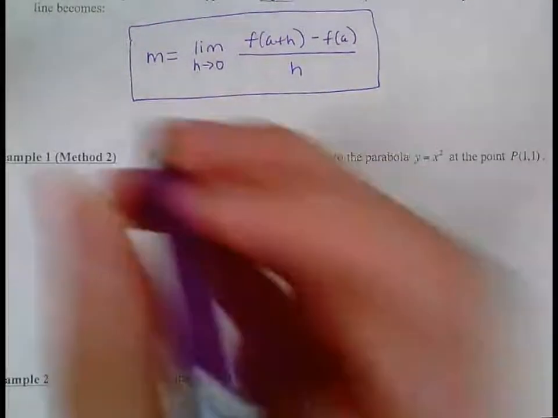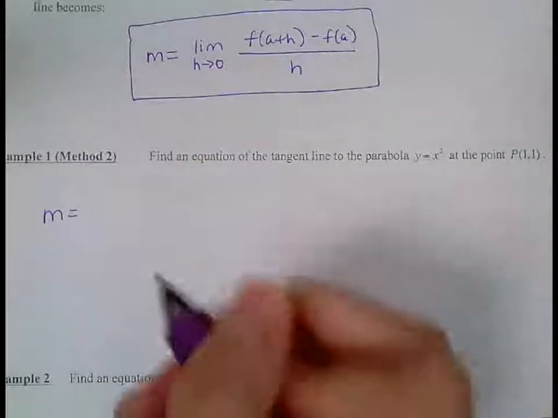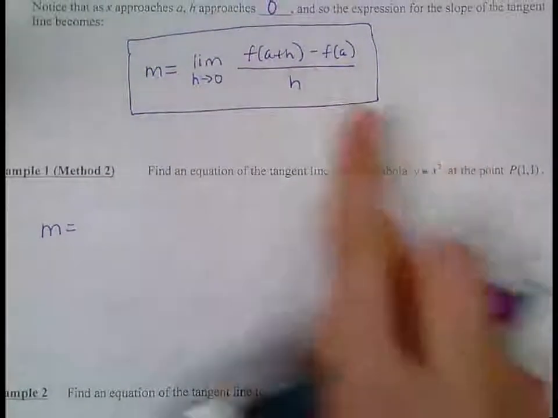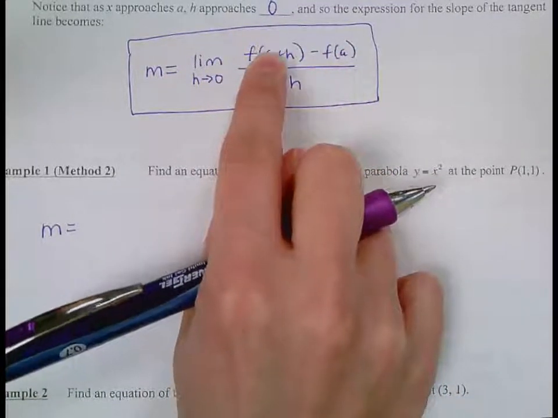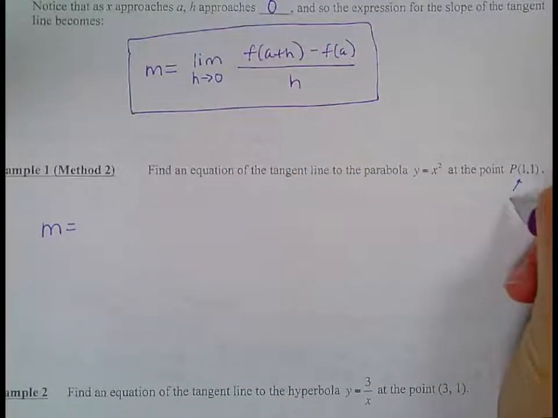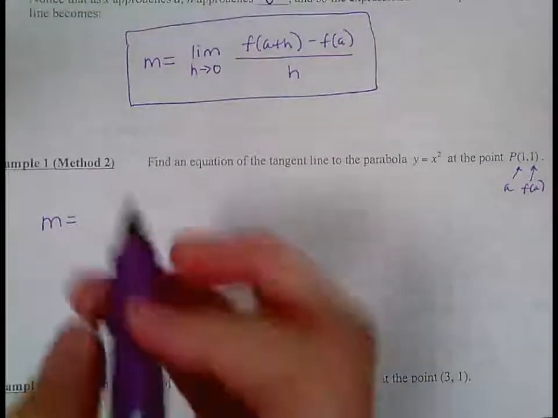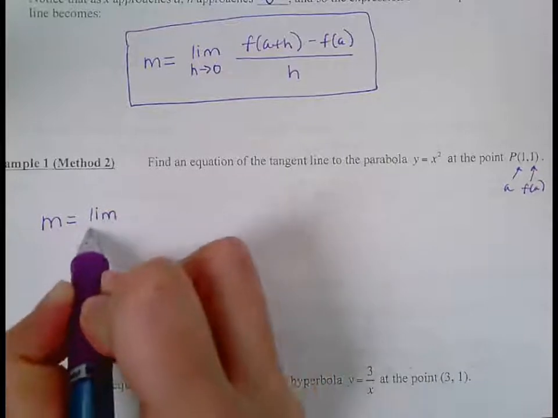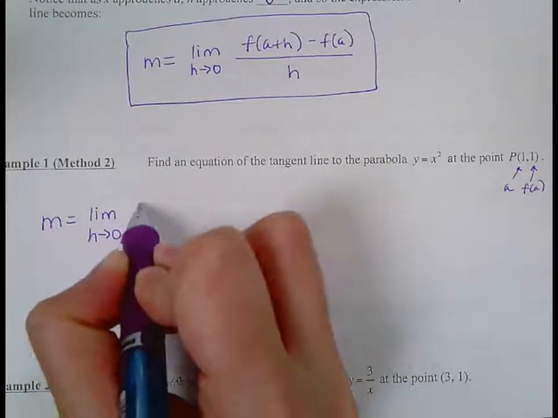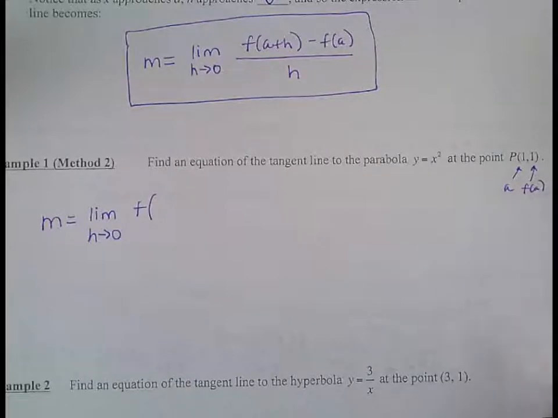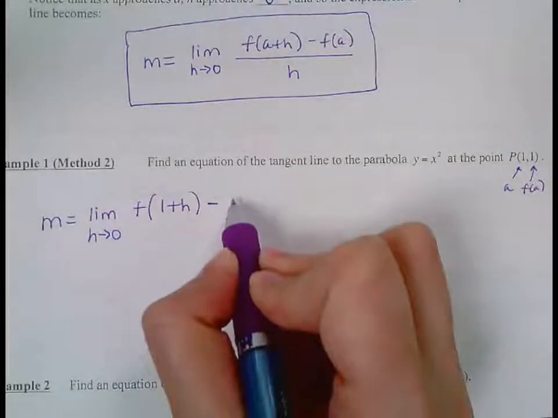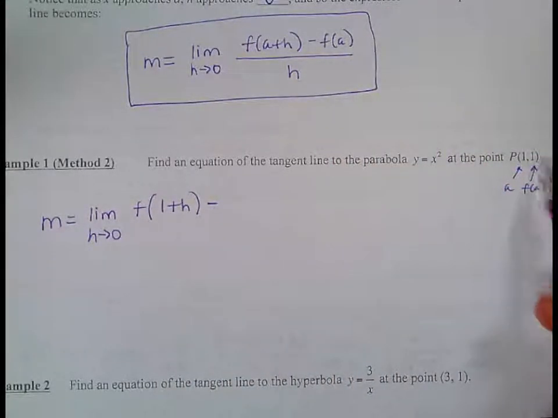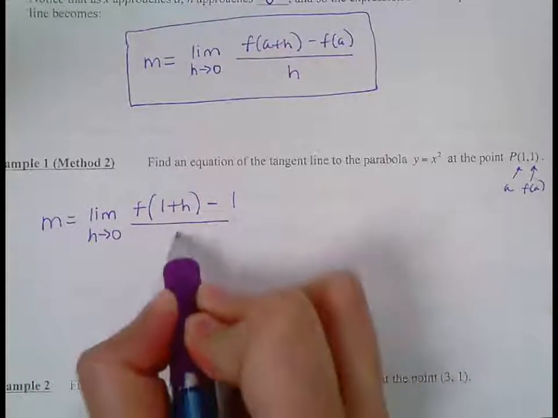All right, so if we go ahead and find the slope using this new limit, all we have to do is substitute into this formula. We know a and we know f of a. So our a is still 1, and f of a is still 1. So we would have the limit as h approaches 0 of f of, our a value is 1, so f of 1 plus h minus f of 1. f of a we know is 1, so I'm just going to put 1 there right away, and then all over h.